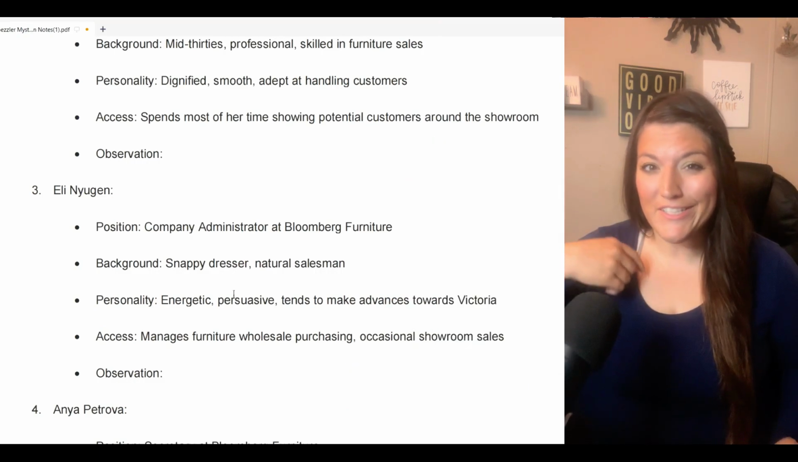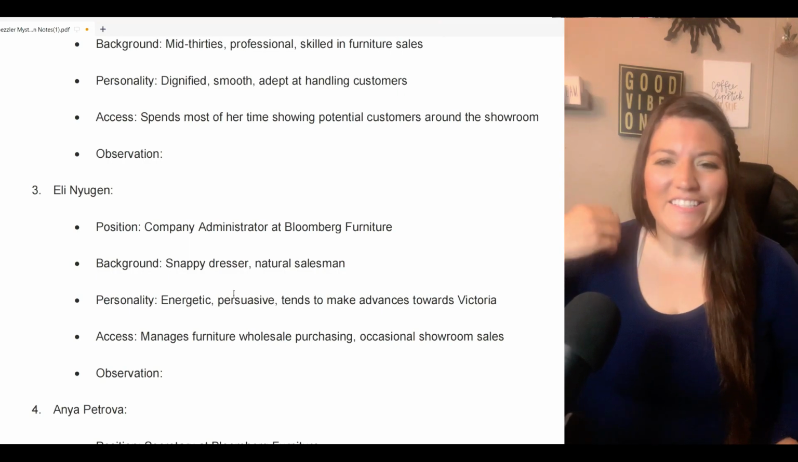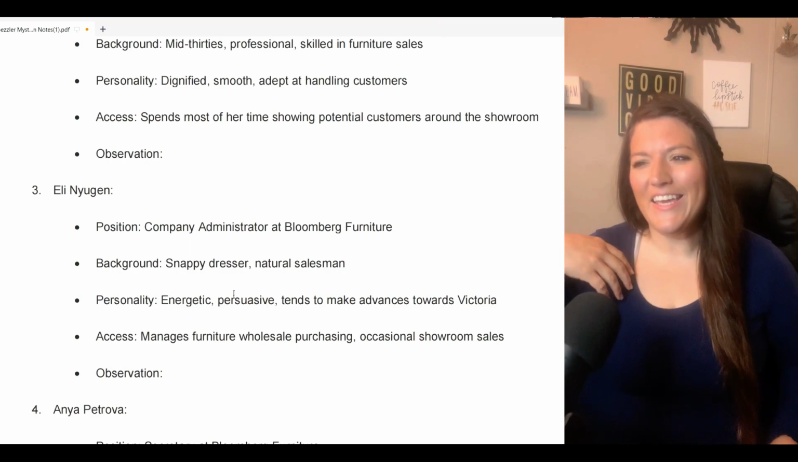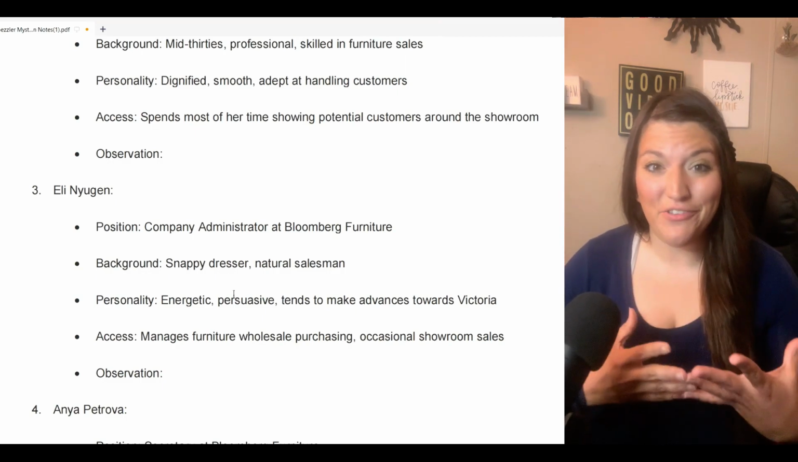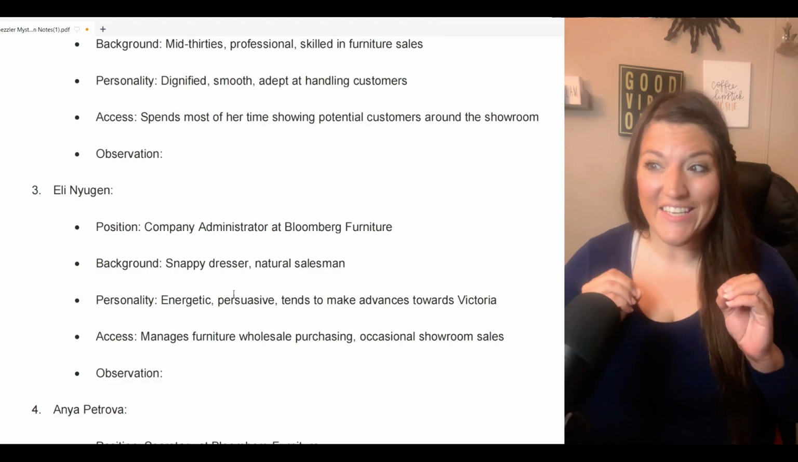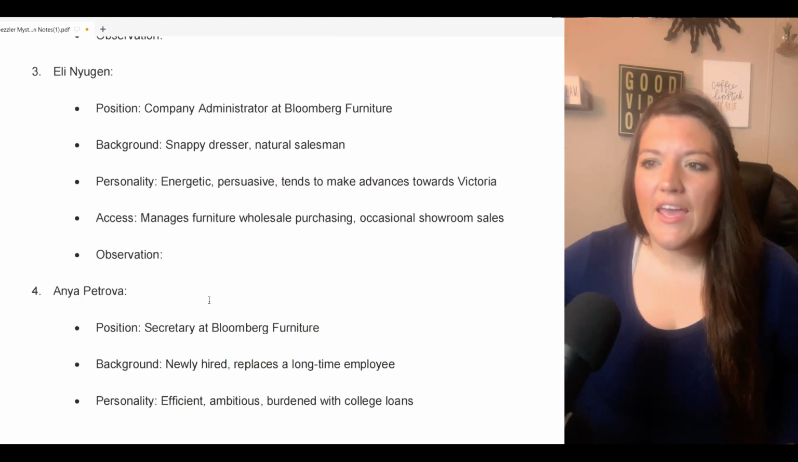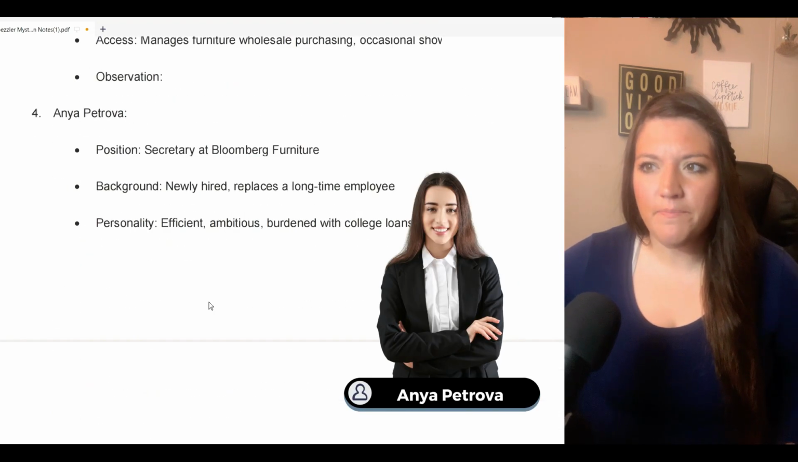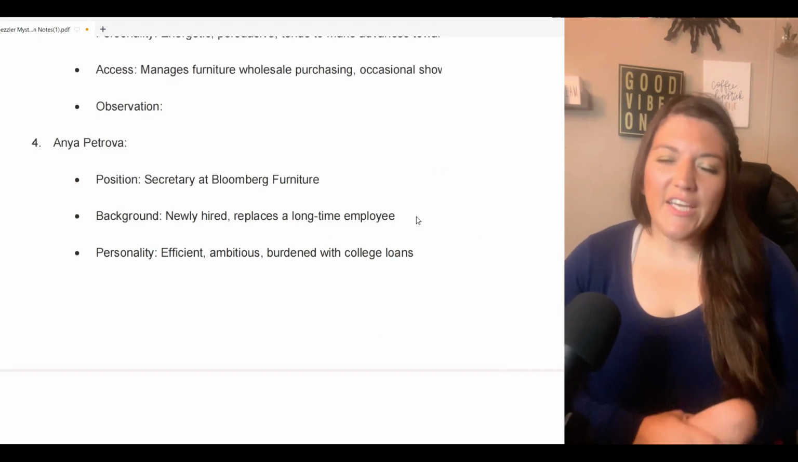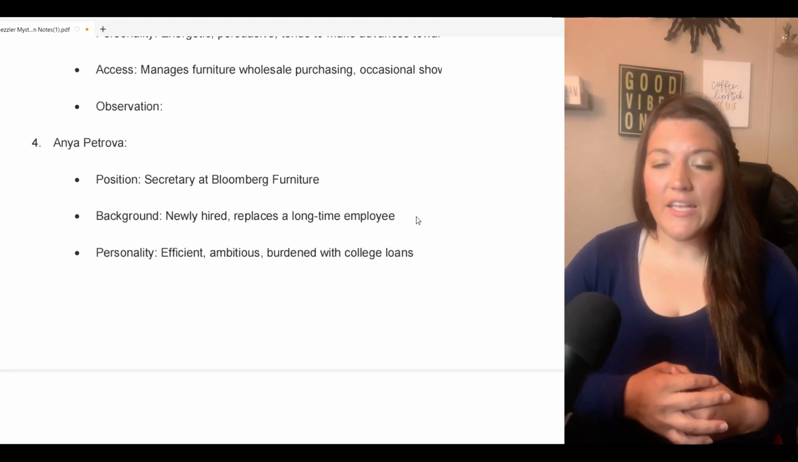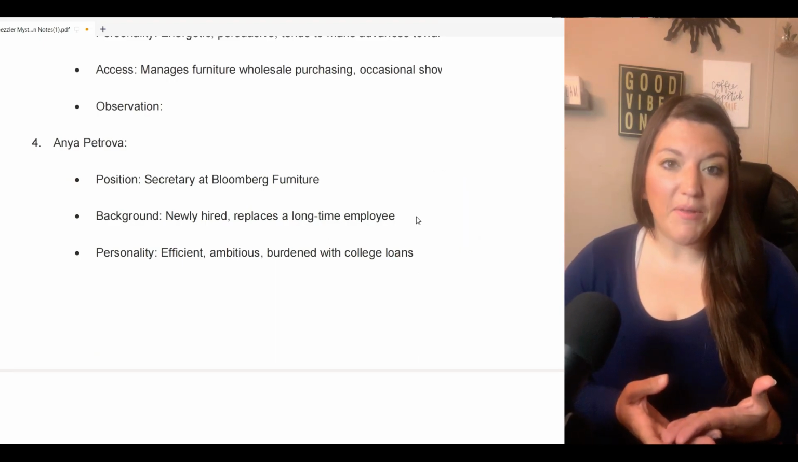He is also like a snappy or a snazzy dresser. He's energetic. He is very outgoing, and he is a great salesman, even though that is not his job. Okay. And Anya Petrova's position is secretary of Bloomberg Furniture. She is newly hired, and she replaced a long-time employee.